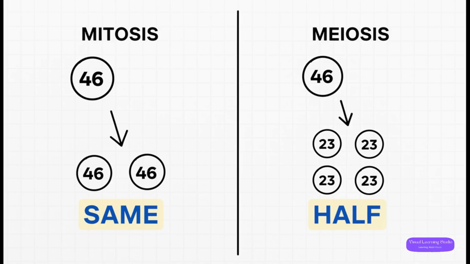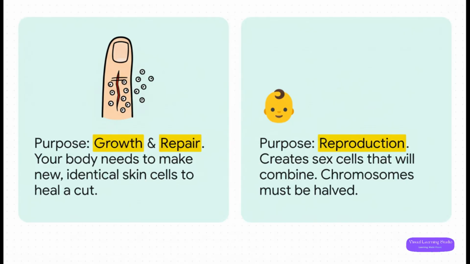Same versus half. So why the difference? Well, it makes perfect sense when you think about their jobs. Mitosis is for growth and repair. If you scrape your knee, you need new skin cells that are identical to the old ones, with all 46 chromosomes. But meiosis is for making babies. You have to cut the chromosomes down to 23 in an egg or a sperm, so that when they join up, the new embryo has the right total of 46. See? It has to work that way.